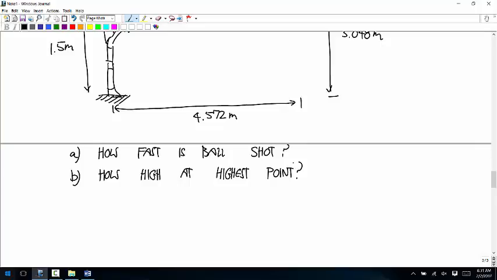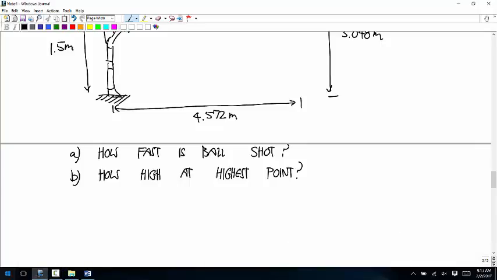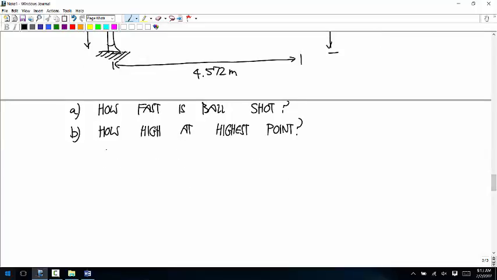Okay, is this going to give us the same? Well, let's try it. Is this going to come up just like the problem? So the answer for the speed is 8.23, and for the height was, what was that one? 3.22.